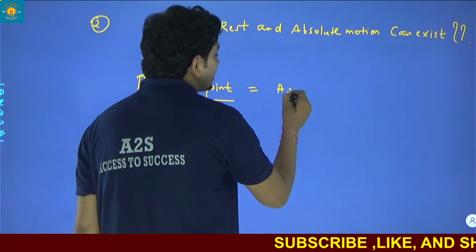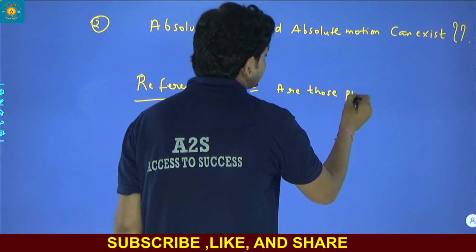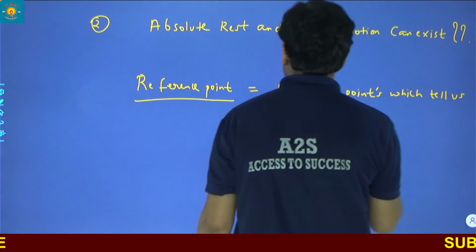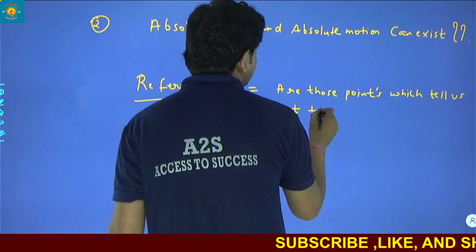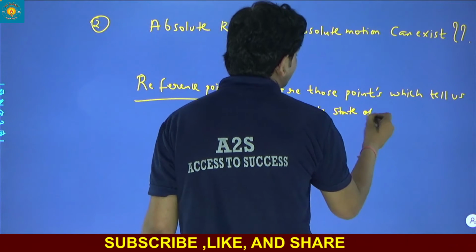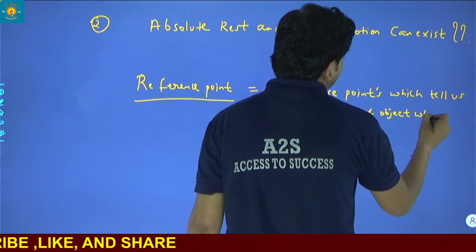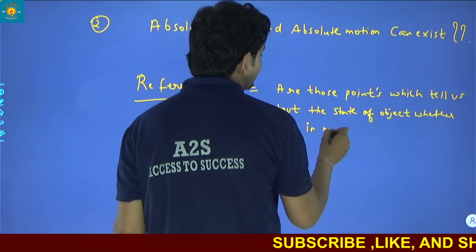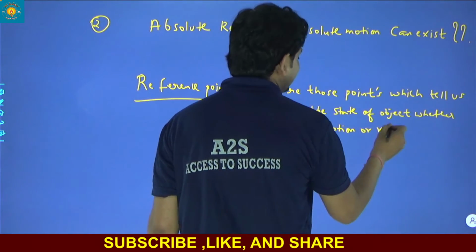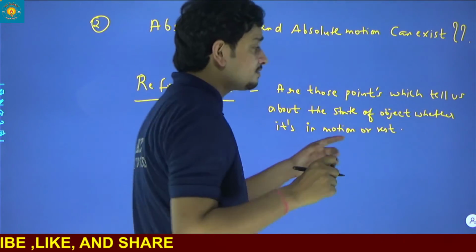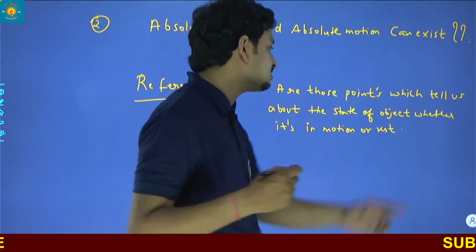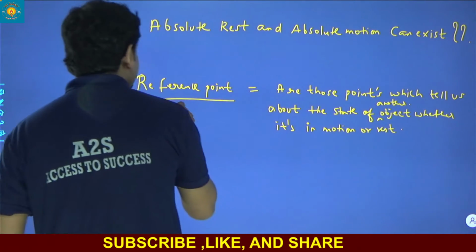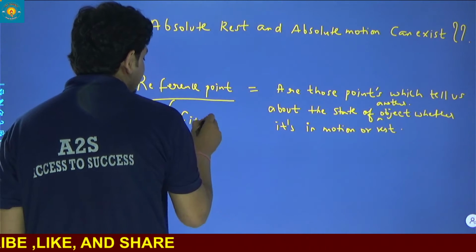Reference points are those points which tell us about the state of an object, whether it is in motion or rest, of another object. Okay? The state of another object. And that reference point should be fixed at one point.